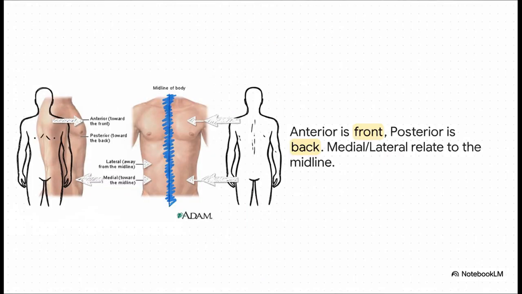This diagram here lays out the next two pairs just perfectly. Anterior is the front of the body, posterior is the back. Simple enough. Then we've got medial, which means moving toward the body's imaginary midline, and lateral, which means moving away from it. That blue line you see is the all-important reference point.